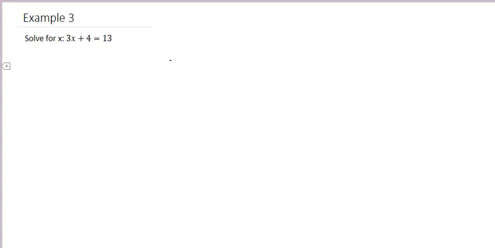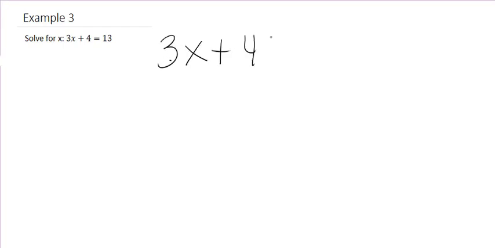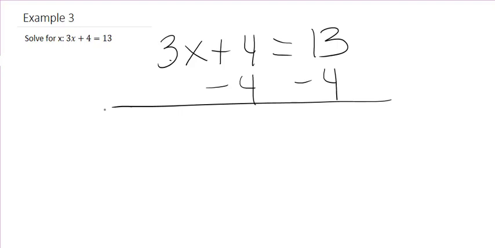So when we solve, we add or subtract first before we multiply and divide. So for this problem, we will subtract 4 on both sides. So we are left with 3x on one side, which is equal to 13 minus 4 is equal to 9. And now that we've done our addition and subtraction, now we can move on to multiplication and division for solving.